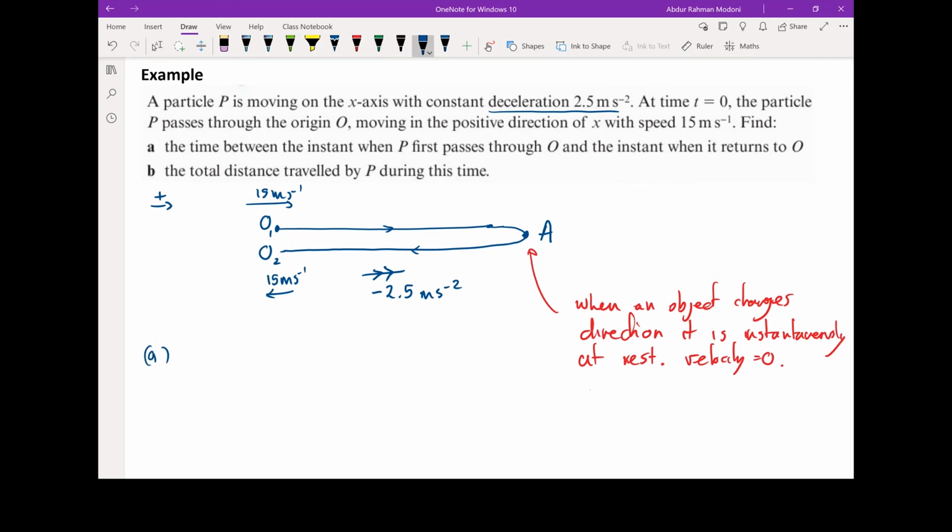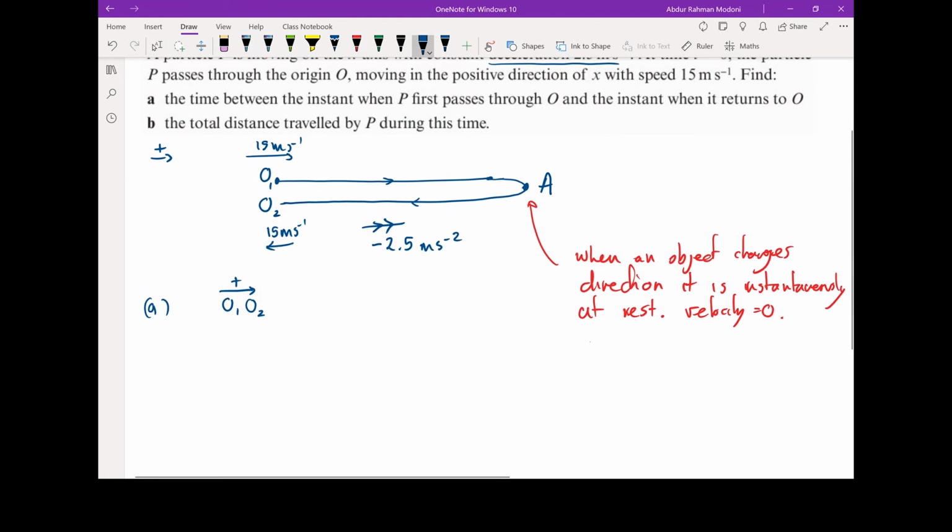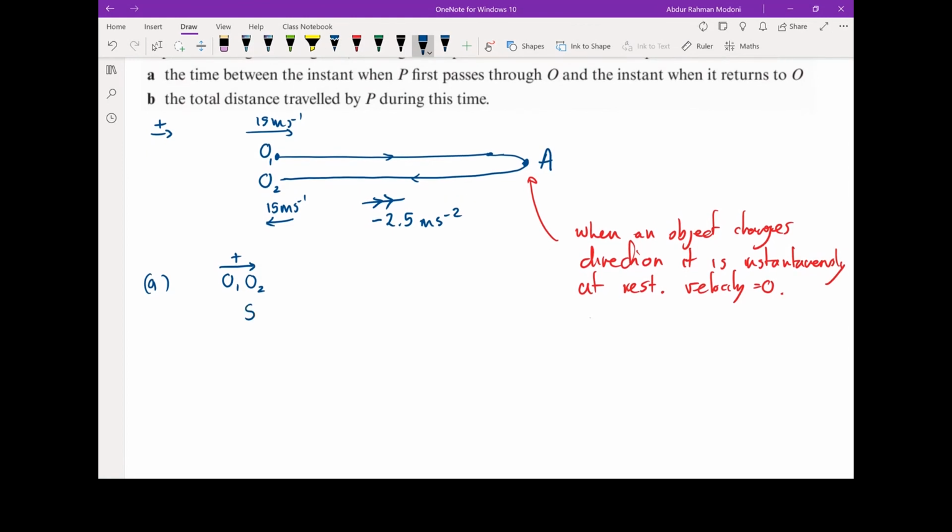So let's go and take a look at how we would solve part A. To find the time between the instants when P passes through O and the instant when it returns to O again, we'll use SUVAT. So I'm going to go from O1. I always define the start and finish point. I'm going to do SUVAT between O1 going to O2, and I'm going to take right as positive for my journey here.